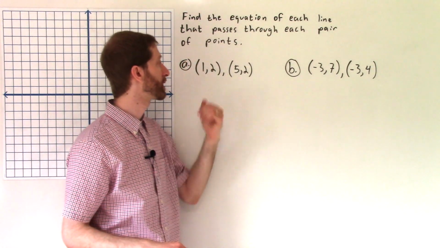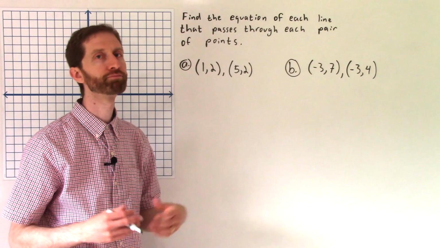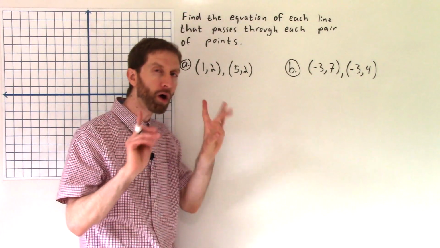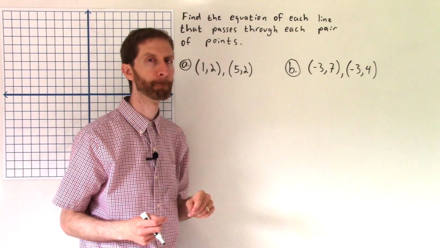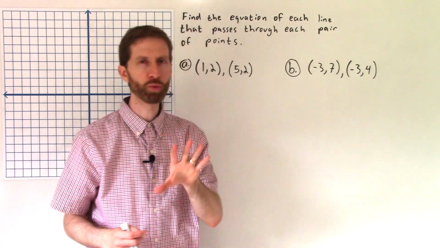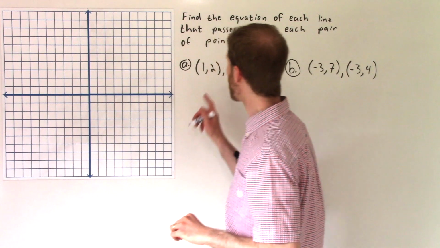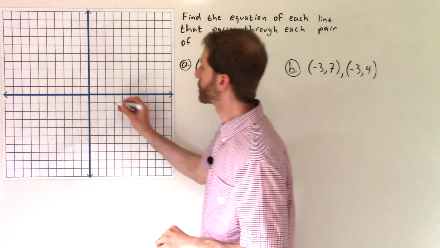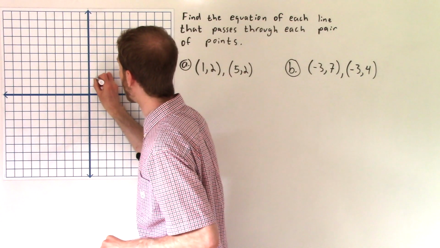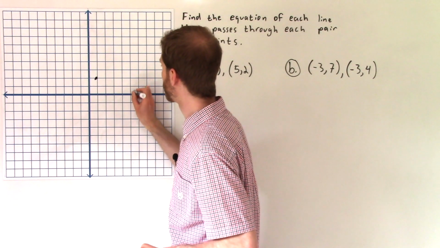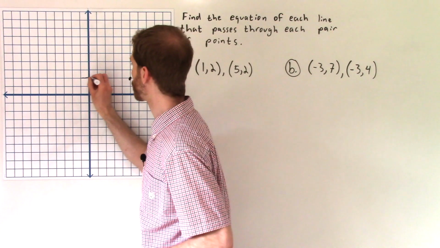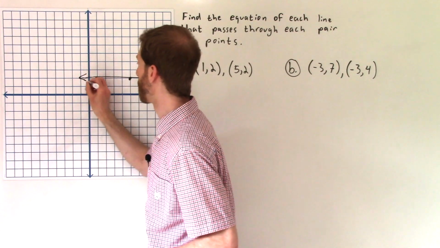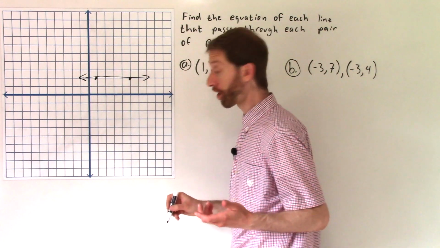Now normally you'd look at this and say, well, I need the slope. We could do that, except pause for a second. Just look at the points. The y values are the same. So if I were to graph this out, let's just do that. 1, 2, comma 5, 2. So that would be 1, 2 right there, and then 5, 2 right there. What kind of line is that? I'll just draw it right in here. That's a horizontal line.